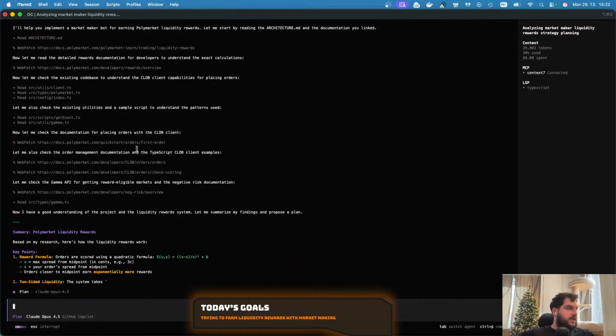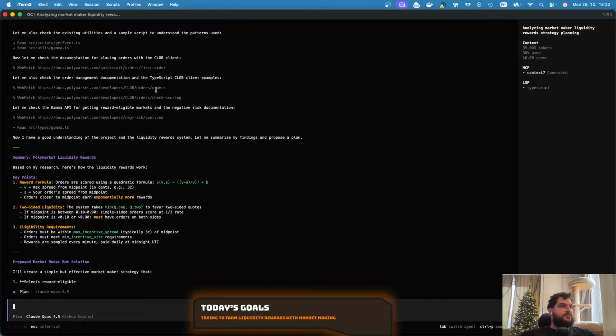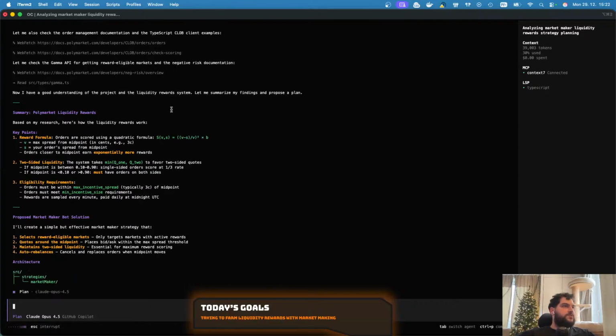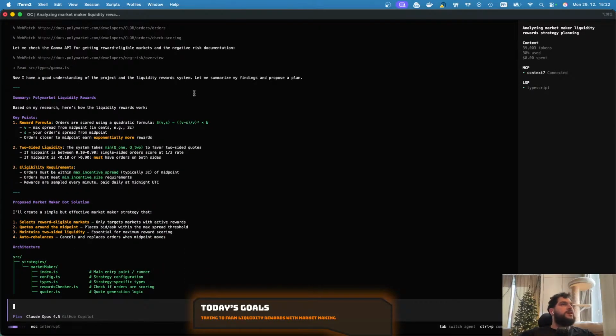Okay, so it's done. Summary, Polymarket liquidity rewards. Based on my research, here is how liquidity rewards work. Reward formula: orders are scored using a quadratic formula, max spread from midpoint in cents minus your order spread from midpoint. Orders closer to midpoint earn exponentially more rewards. Okay.